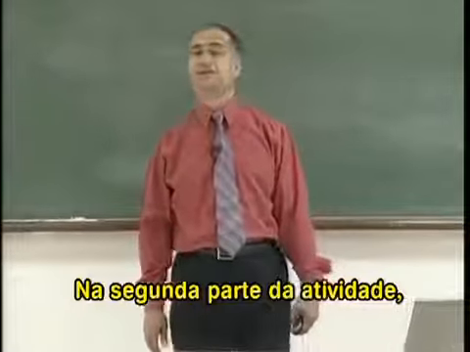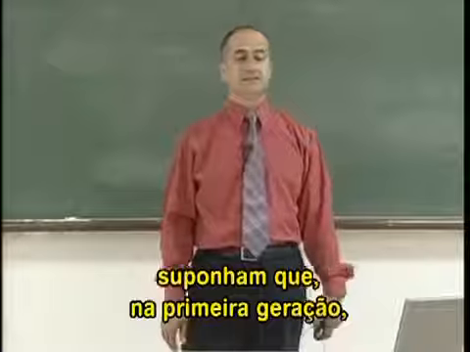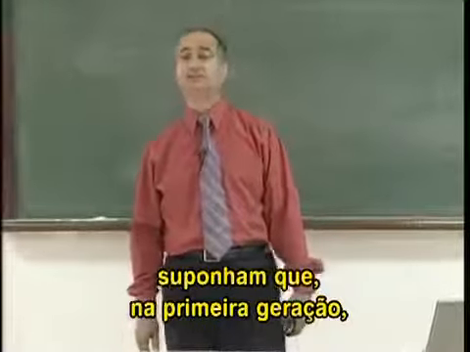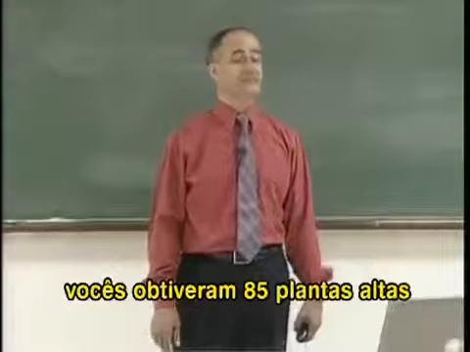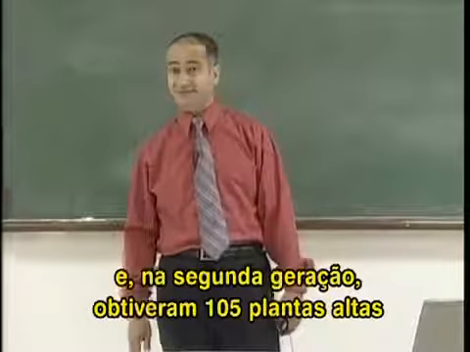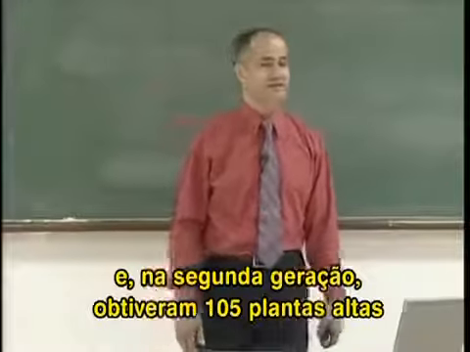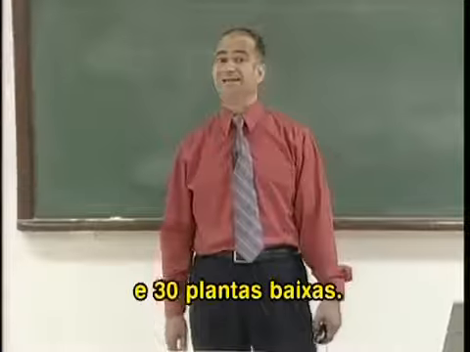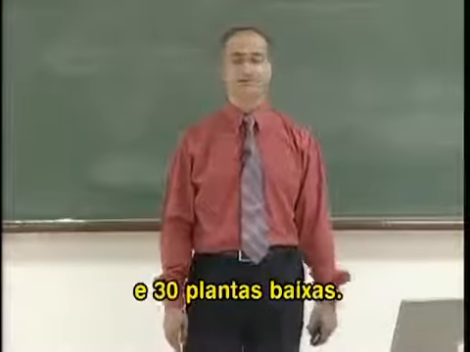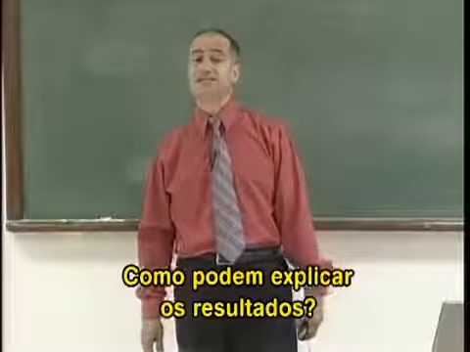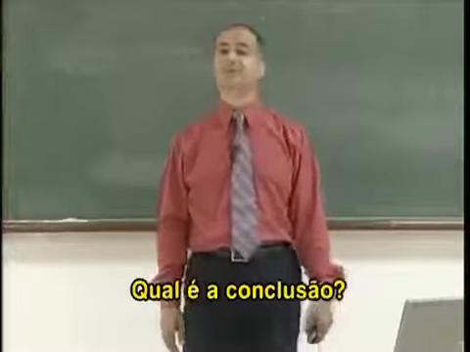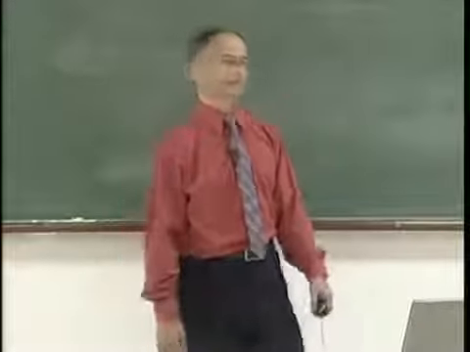Now, in the second part of the activity, suppose that in the first generation you obtained only 85 tall plants, and in the second generation you obtained 105 tall plants and 30 short plants. How can you explain these results? What is your conclusion? See you after the activity.